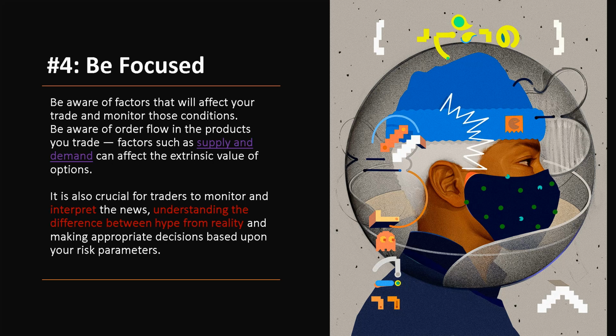Number 4 is be focused. Be aware of factors that will affect your trade and monitor those conditions. Be aware of order flow in the products you trade. Factors such as supply and demand can affect the extrinsic value of options. It is also crucial for traders to monitor and interpret the news. Keyword: interpret, not believe. Interpret the news and understand the difference between hype and reality. This is also crucial. And make appropriate decisions based upon your own personal risk parameters. Everyone's different. That is why retail trading in groups is a terrible idea. Everyone has different risk parameters.